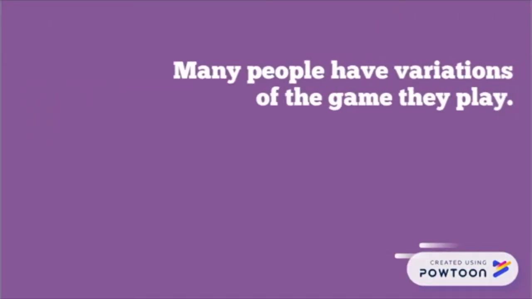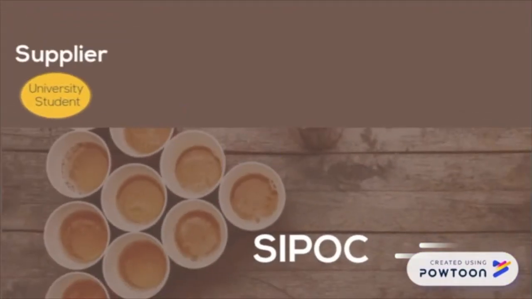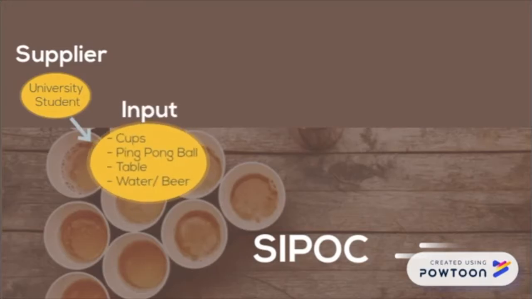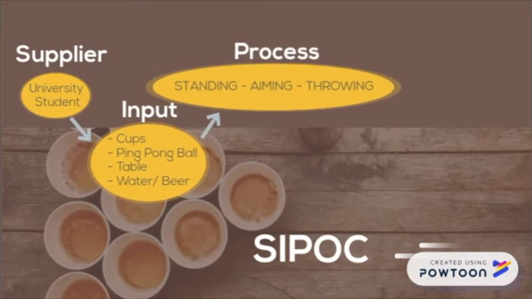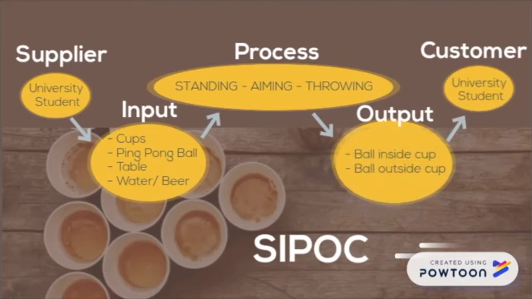But many people have variations of the game they play, so you should ask first, what rules are in effect? Now, for the SIPOC diagram, we first have university students as the suppliers, then we have cups, a ping pong ball, a table, and water or beer as inputs. Then the process starts with standing, aiming, then throwing. Then we have either a ball inside or outside a cup for outputs. And finally, we go back to university students as customers.